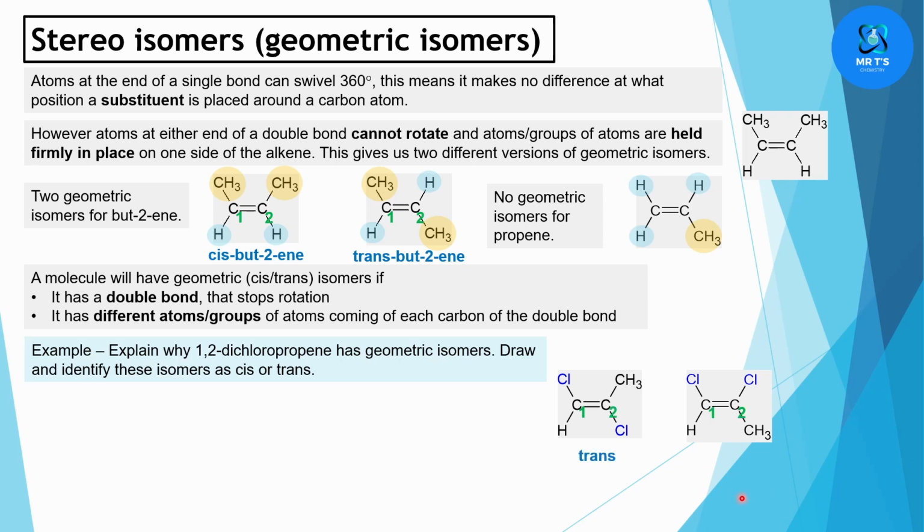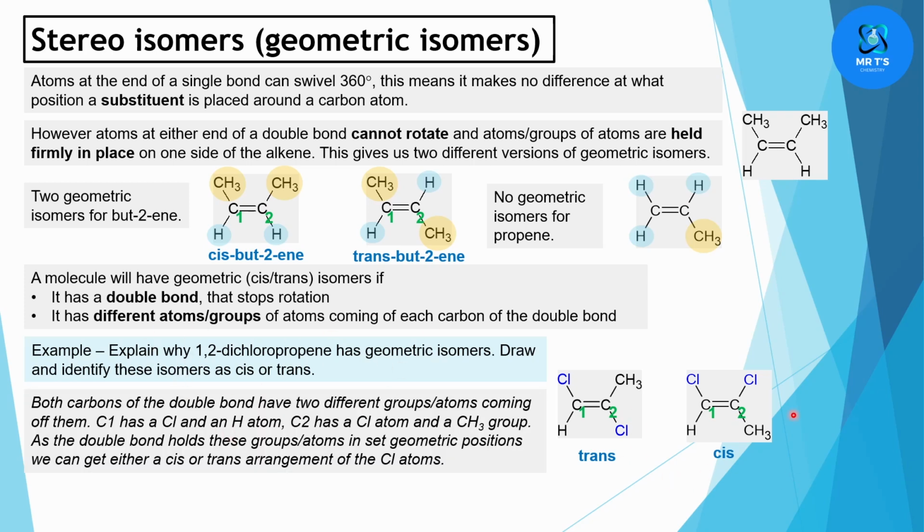So we have trans and cis. Now we will need to explain why this is trans and cis. Well, both carbons of the double bond here have 2 different groups, atoms coming off them. Carbon 1 here has a hydrogen and a Cl coming off it, and carbon 2 has a CH3 and a chlorine coming off it.